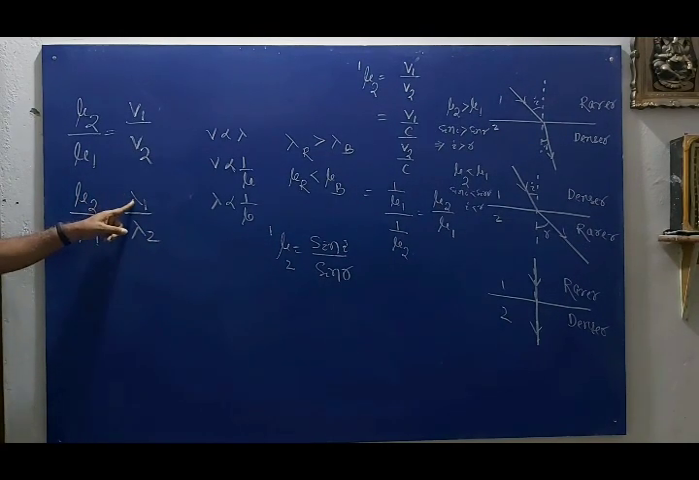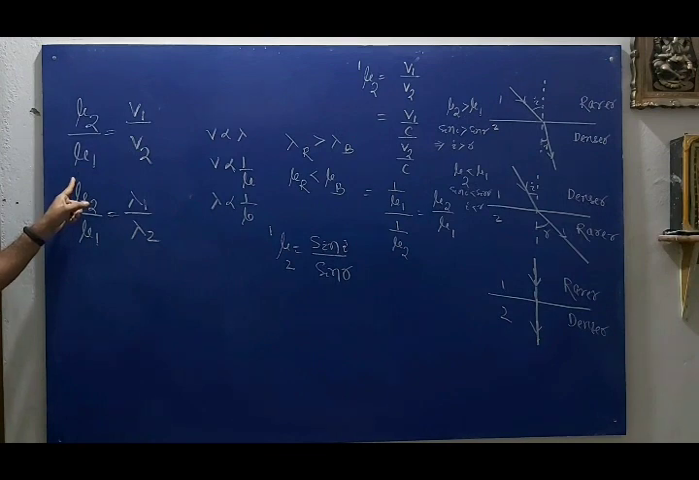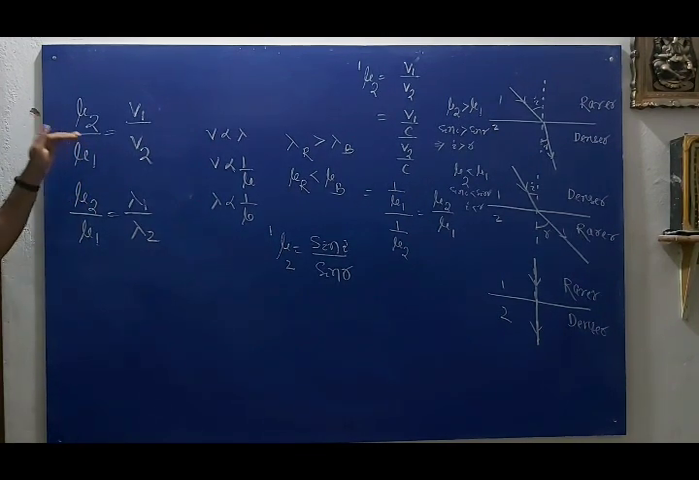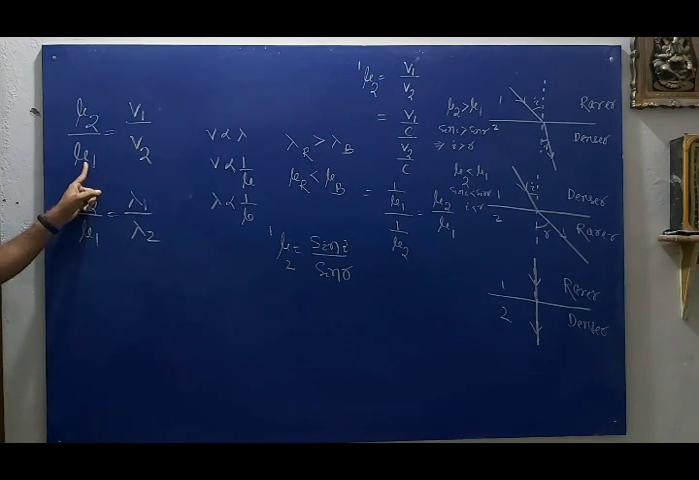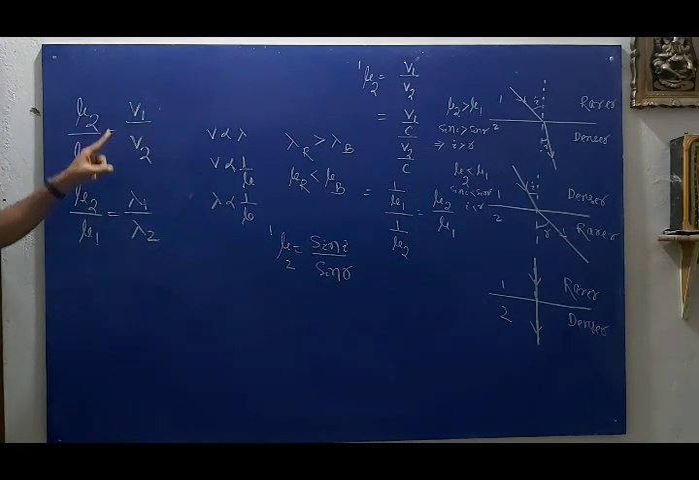Then we know how wavelength depends upon refractive index. Wavelength is inversely proportional to refractive index. The medium whose refractive index is higher, the wavelength of light in that medium will be smaller. Velocity is also inversely proportional to refractive index. As the refractive index of a medium increases, the velocity of light decreases. So velocity is inversely proportional to what? Refractive index. Wavelength is also inversely proportional to refractive index, which means the relation between velocity and wavelength is that velocity is directly proportional to wavelength.